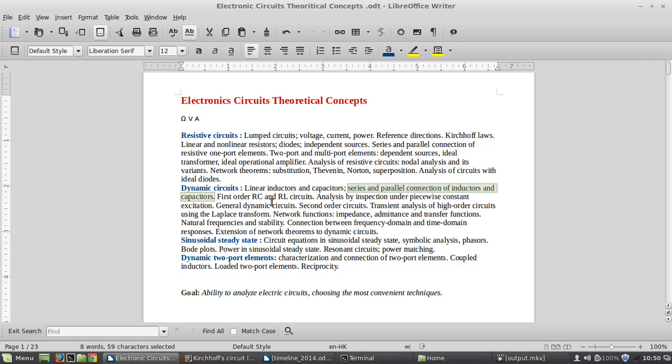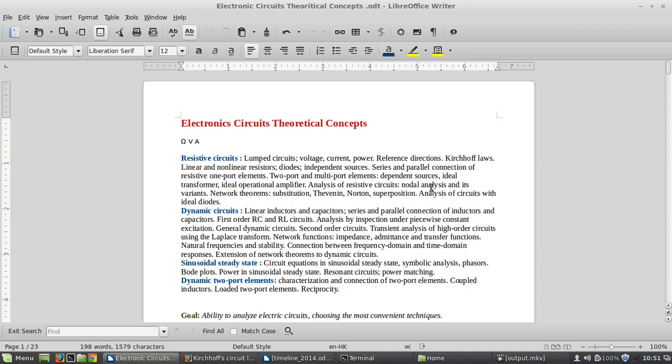And lastly, you will have dynamic two-port elements, which include the characterization and connection of two-port elements, coupled inductors and loaded two-port elements, reciprocity, etc. The ultimate goal of our session is to make sure that you have the ability to analyze electric circuits, choosing the most convenient technique. Among all the techniques provided here, you will be able to analyze any kind of circuit that you will encounter in your study life. All right, so that's it.